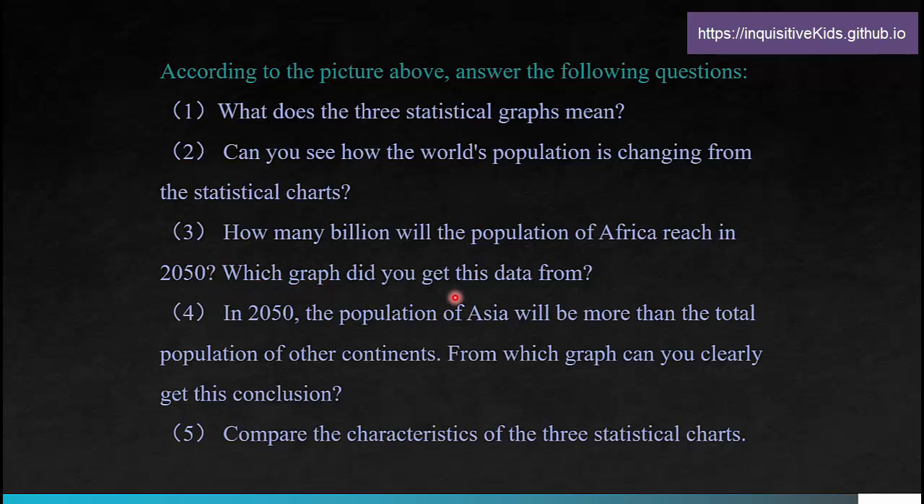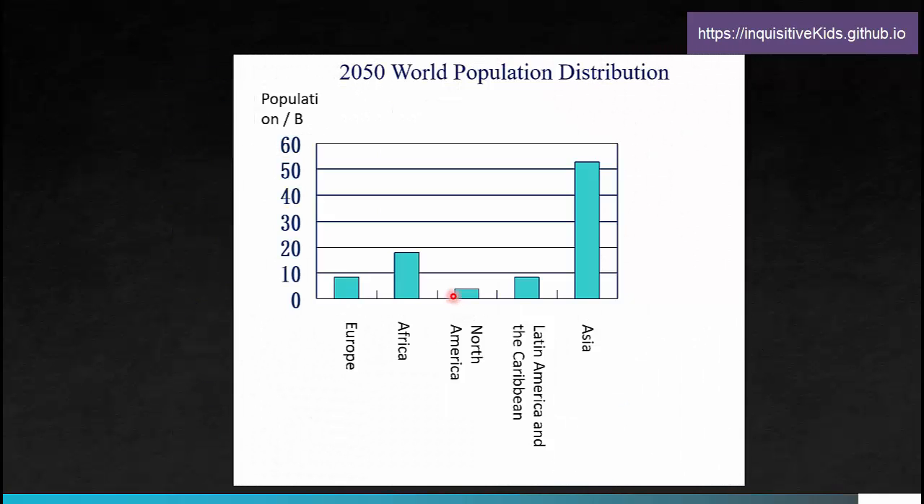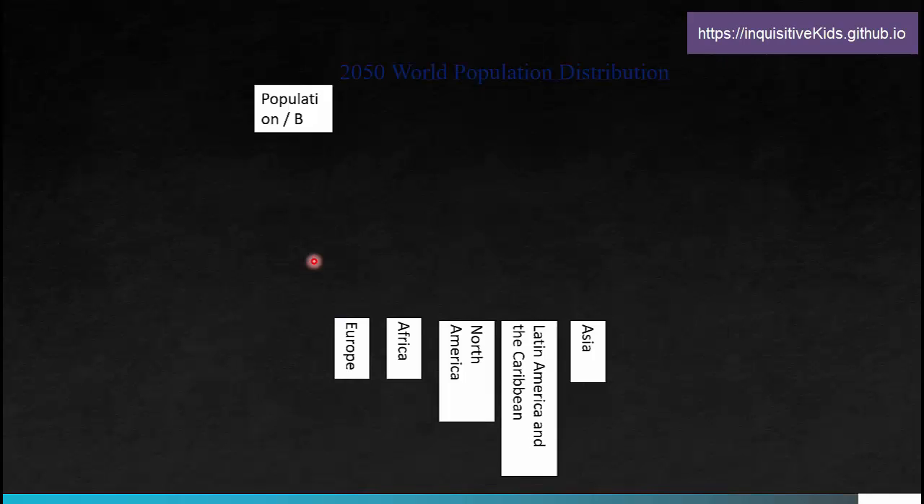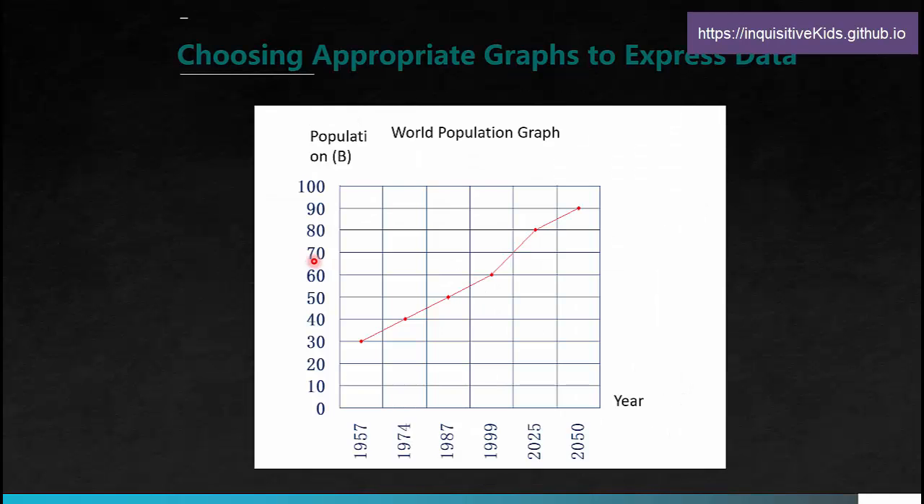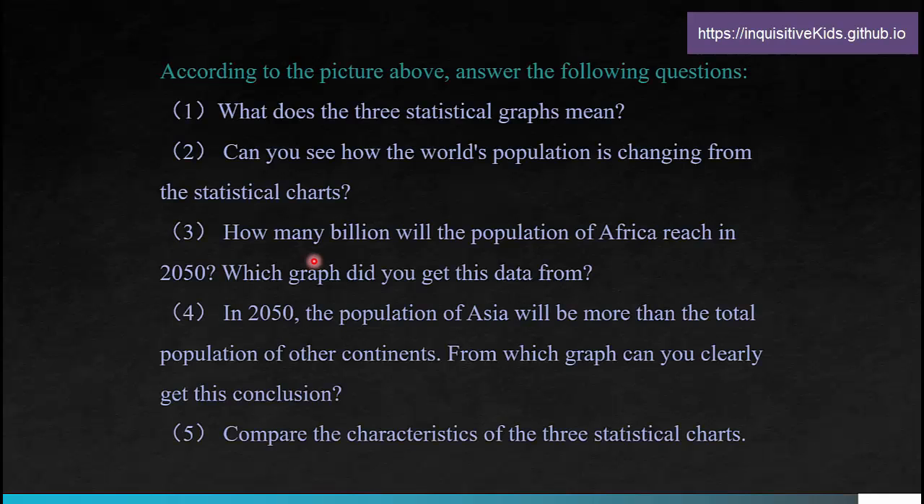Question 3: How many billion will the population of Africa reach in 2050? Which graph did you get this data from? Well, now let's try to search this data. So in Africa right here, it shows in the billions, it's almost reaching 20 billion. About 20 billion. And we got this information from the bar chart, the last one. So that's the answer to problem 3.